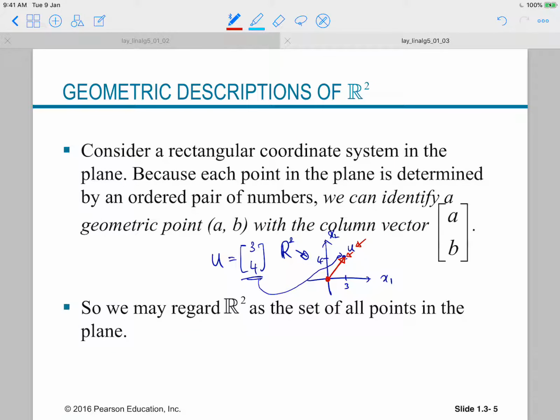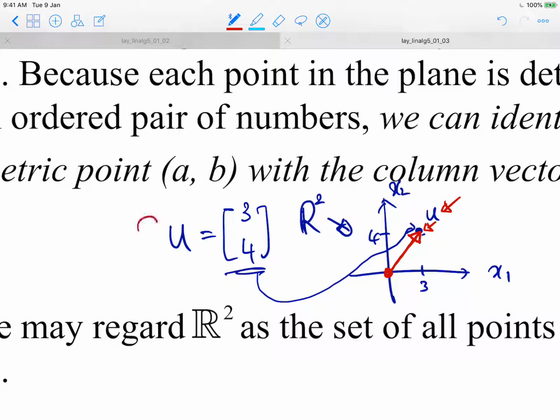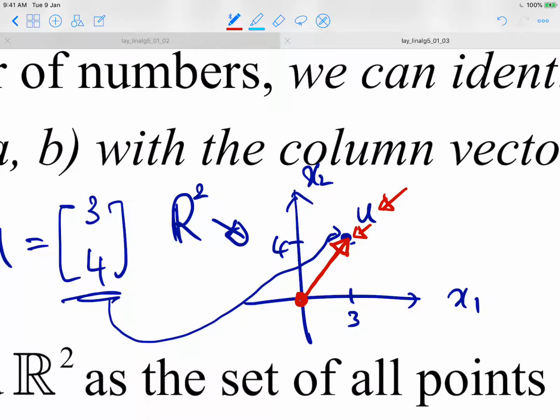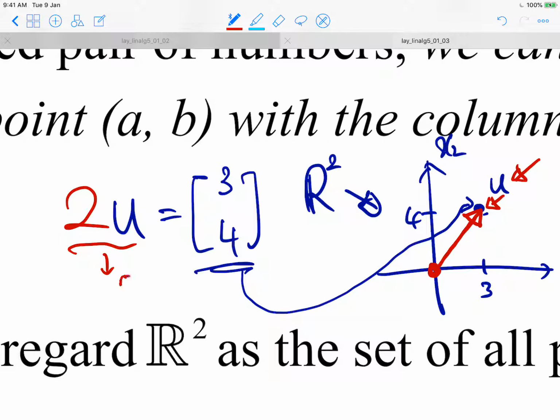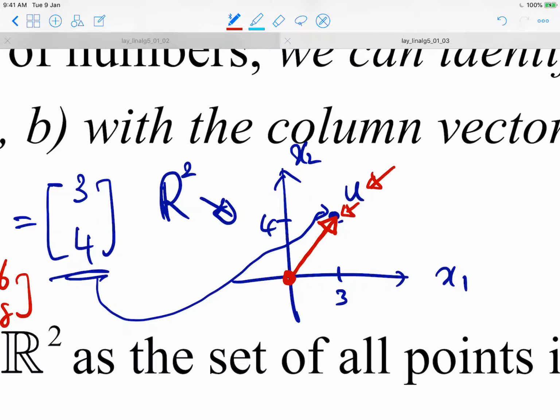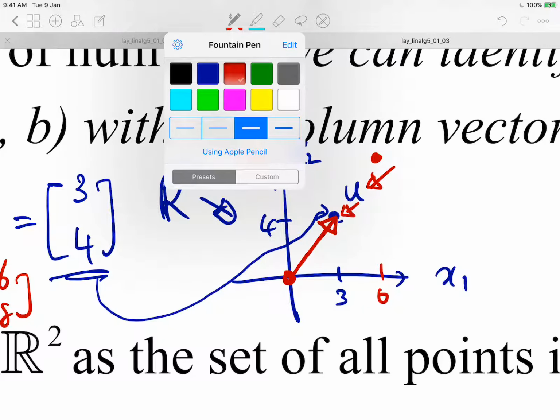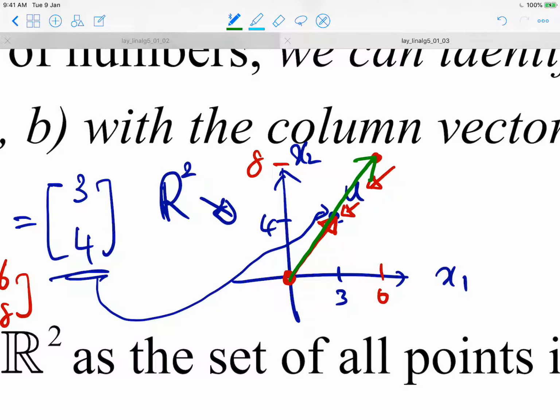And then now we can also think of, for example, how about 2u and its geometric meaning? In this case, 2u will be, of course, (6, 8), right? So we know it is (6, 8), which corresponds to this point, and so the resulting vector is this one. In terms of the vector shape, the vector direction doesn't change, but only the vector length is stretched or shrunken by our scaling factor, right?